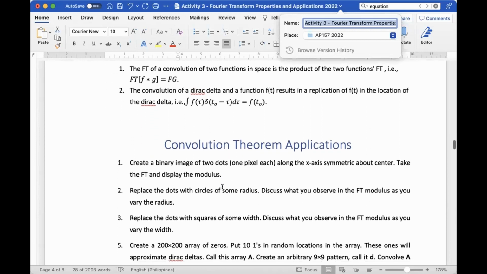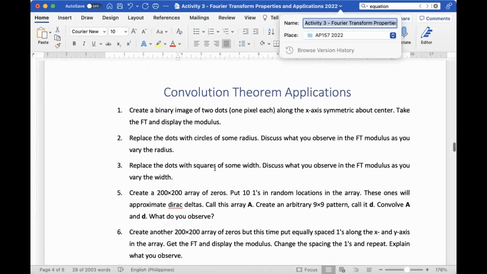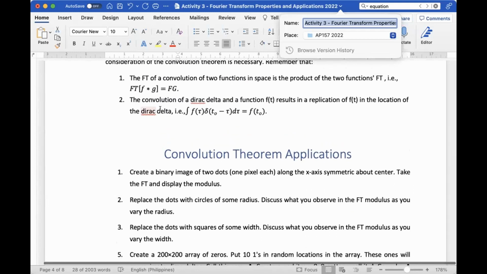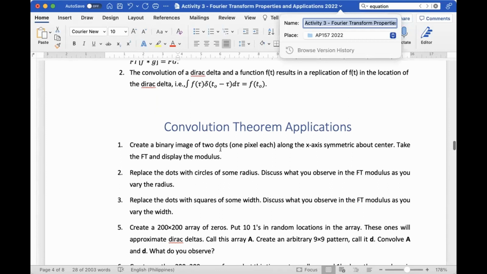Okay. All right. Makikita niyo to here, no? Itong number 2 will be found here. Create a binary image of 2 dots, 1 pixel each along the axis symmetric about the center. Take the FT and display the modulus. Replace the dots with circles of some radius. Discuss what you observe in the FT modulus as you vary the radius. Of course, if you have 2 dots, 1 pixel each, symmetric along the x-axis, parang dalawang Dirac delta yan, ano?